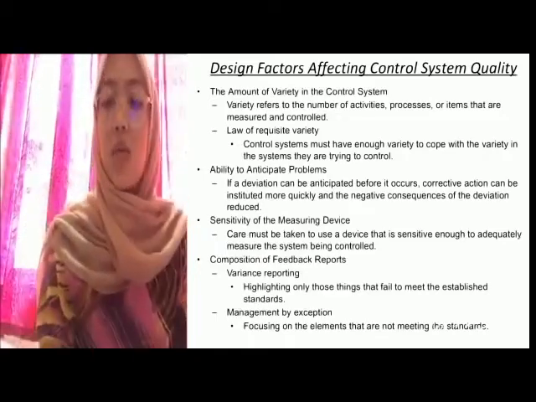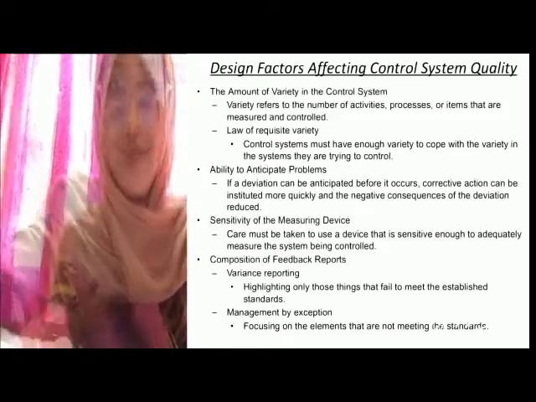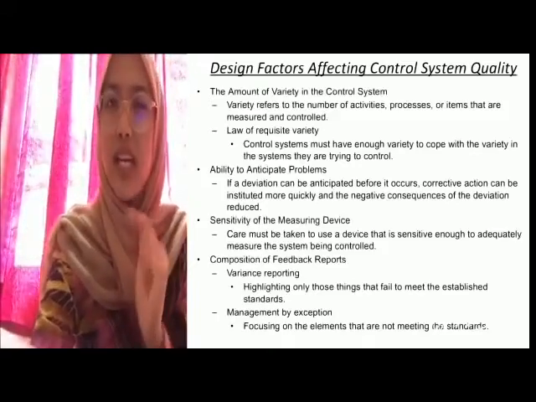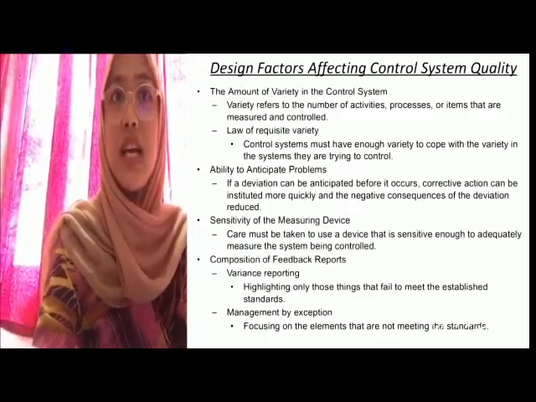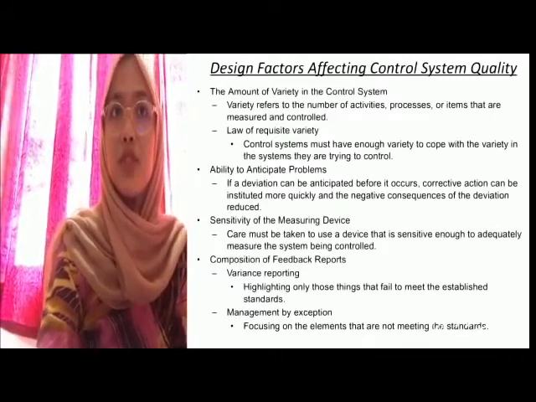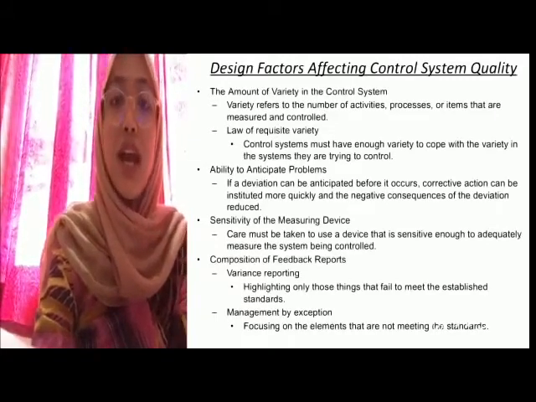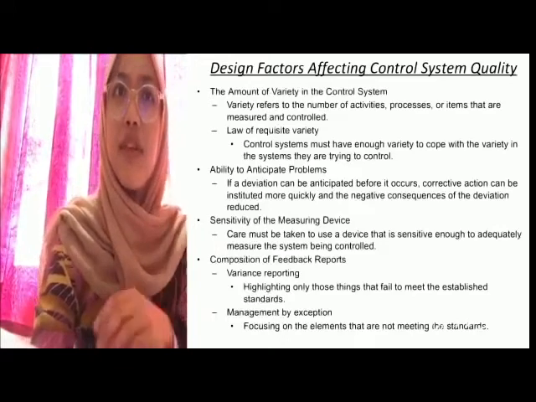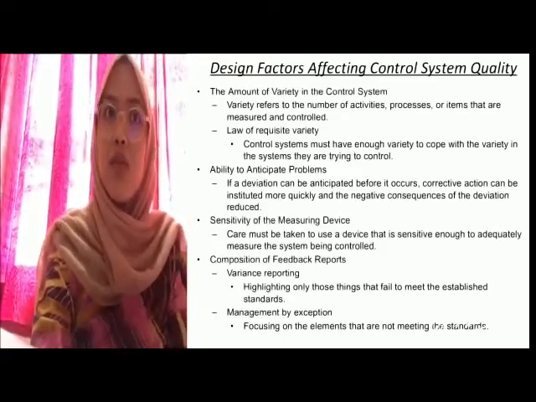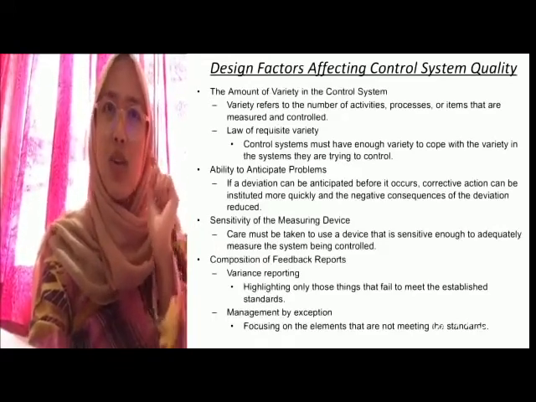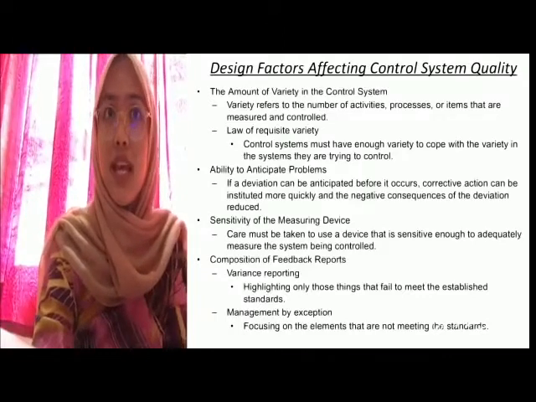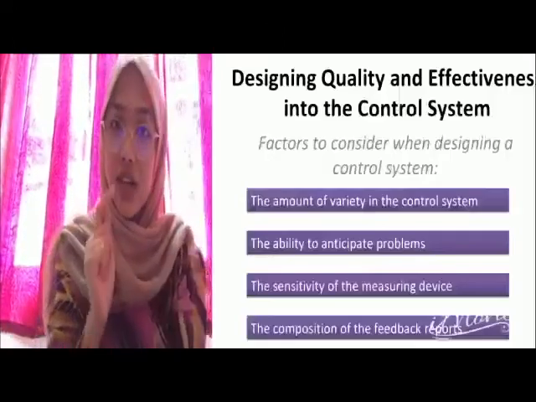Number 4, composition of feedback reports. Reporting highlights only those items that fail to meet the established standards. It is referred to as variance reporting, highlighting only those things that fail to meet the established standards. Focusing on the elements that are not meeting the standards is known as management by exception, targeting the trouble areas.